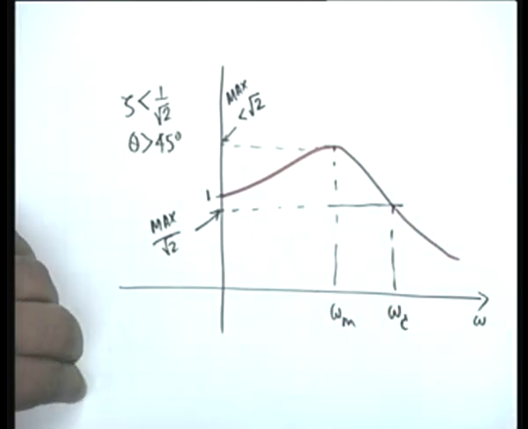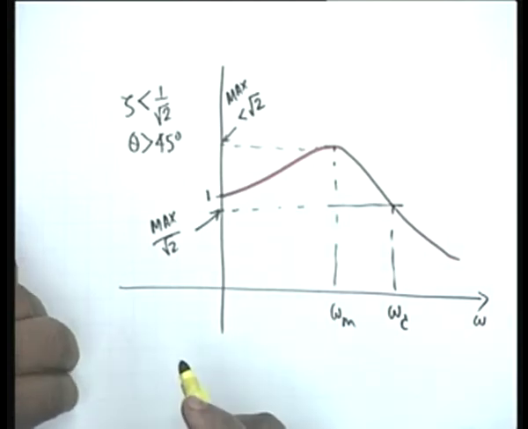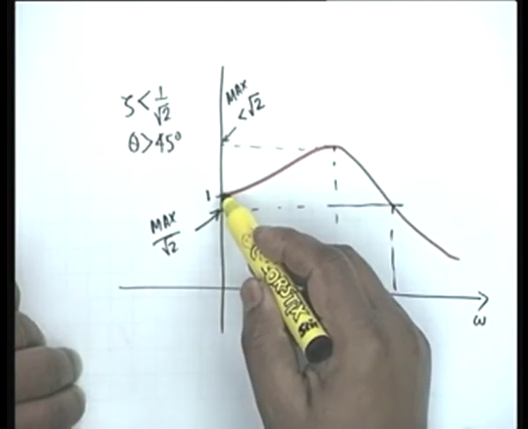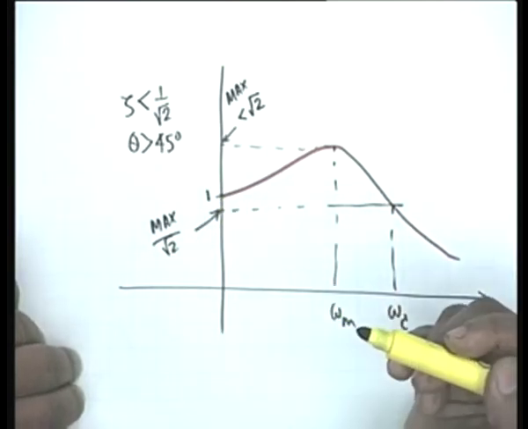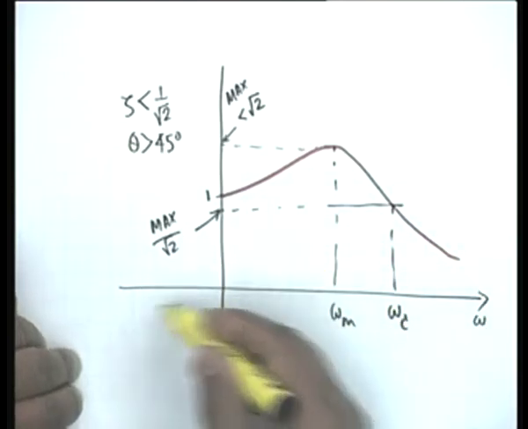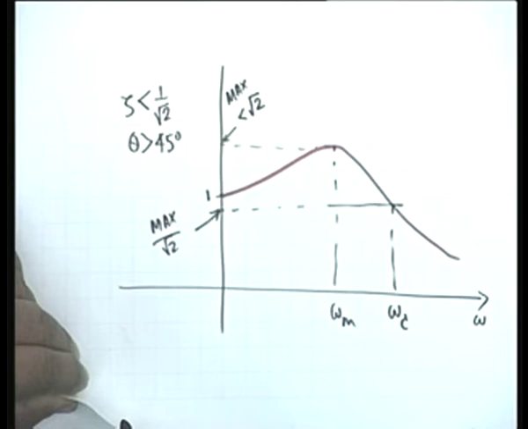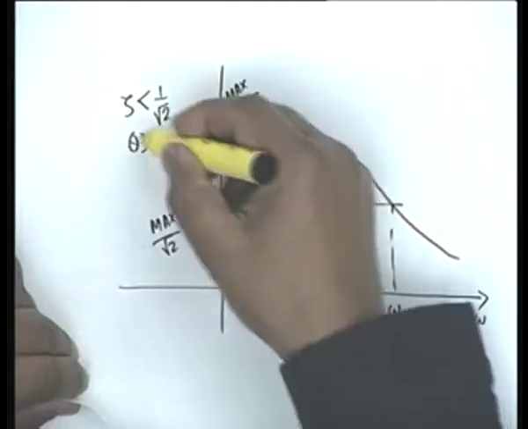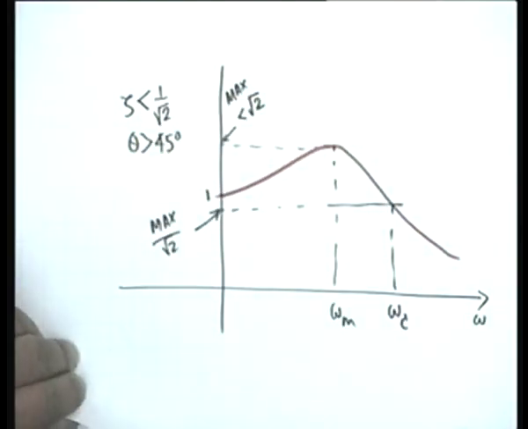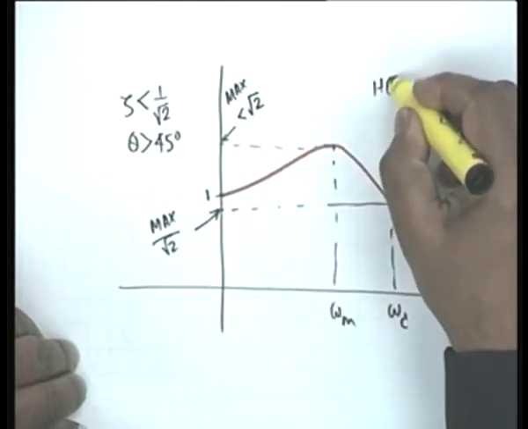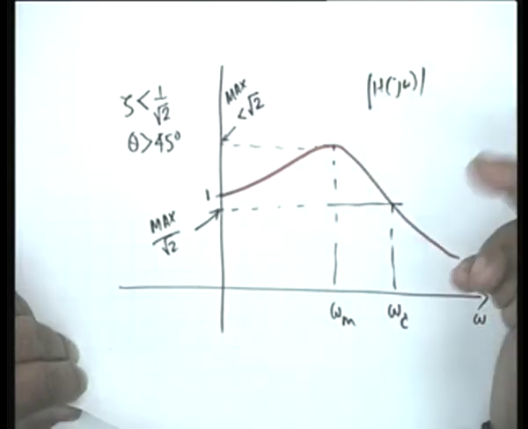So there is still only one cutoff frequency, because the DC value is greater than max by root 2. One might argue, if I extend to the negative frequencies, will it come down? No, the magnitude response is even, and therefore it does not come down. It is an even function, magnitude H of j omega. It is the same for omega positive and omega negative.